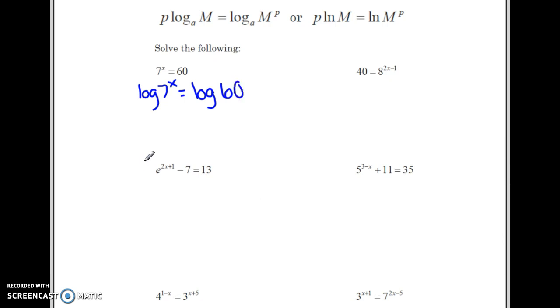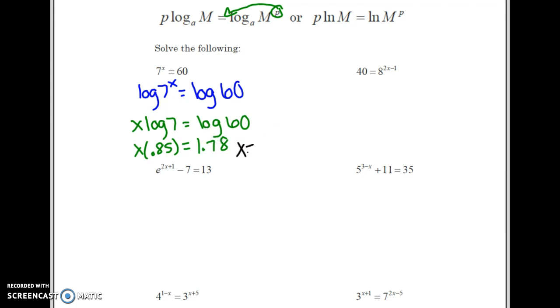Once I do that, because of this property right here, the exponent gets to go in front. So now I have x log 7 equals log 60. Now log 7 and log 60 are actual numbers, and I can find them using the calculator. Log 7 is approximately 0.85, and log 60 is 1.78. To finish solving for x, I divide 1.78 by 0.85, and I get approximately 2.09. So for this problem, x equals 2.09.